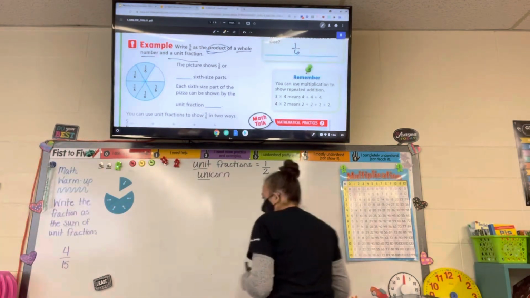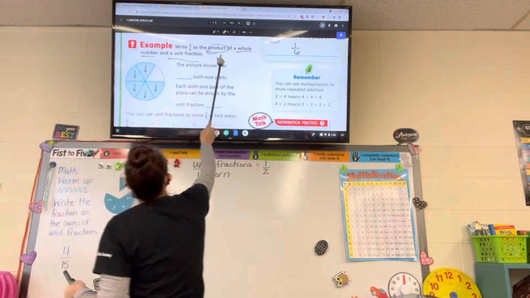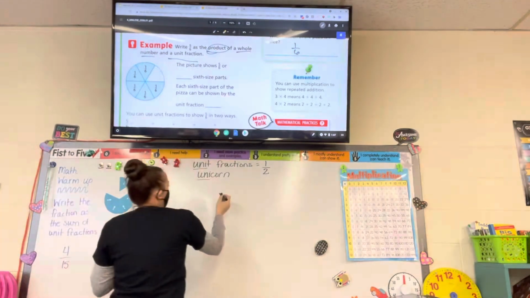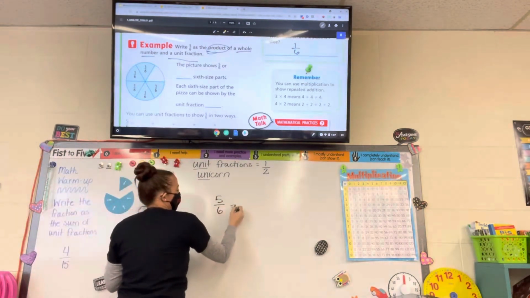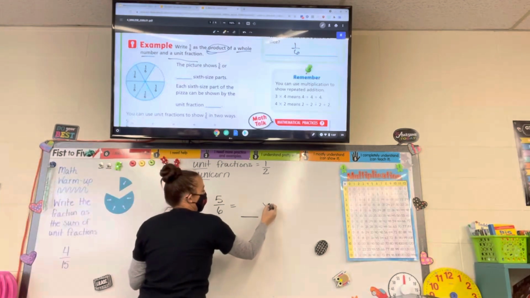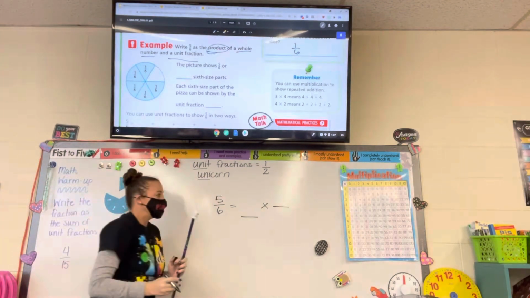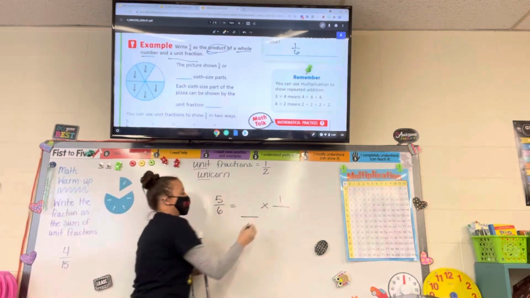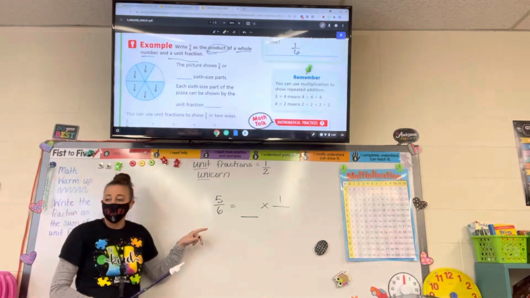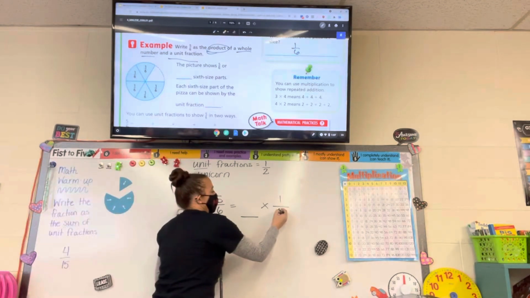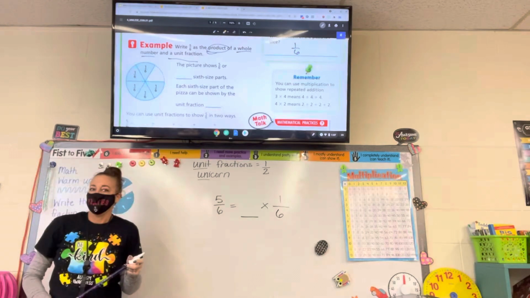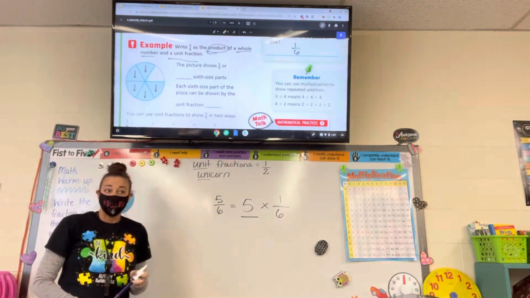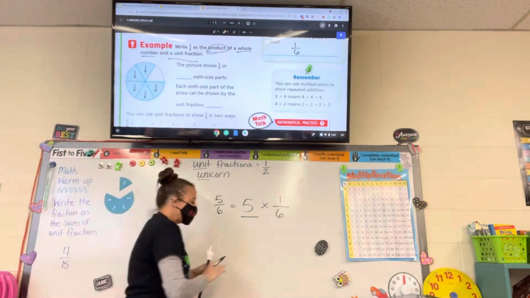So, write 5/6 as the product of a whole number and a unit fraction. So 5/6 equals a whole number times a unit fraction. What's our unit fraction going to have on top? 1. What's our denominator going to be? 6. Landon? Pay attention up here. What do you think our whole number is going to be? 5. This is what we're doing today. Easy, right?